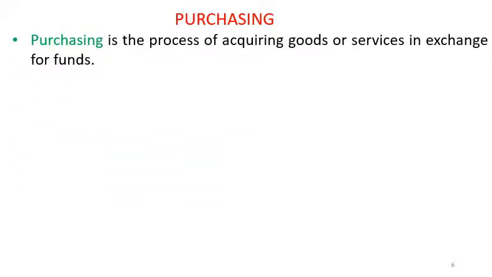What is purchasing? Purchasing is the process of acquiring goods or services in exchange for funds. The organization wants something, the vendor is supplying something which is required by the purchaser. So the purchaser acquires the goods from the vendor in exchange for money or funds. So purchasing is defined as the process of acquiring goods or services in exchange for funds.